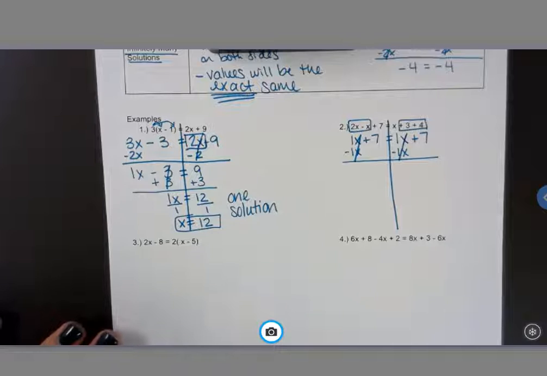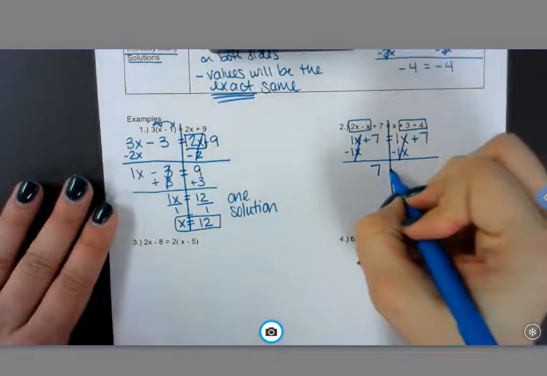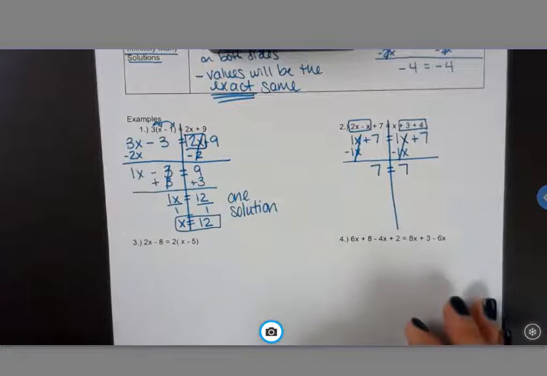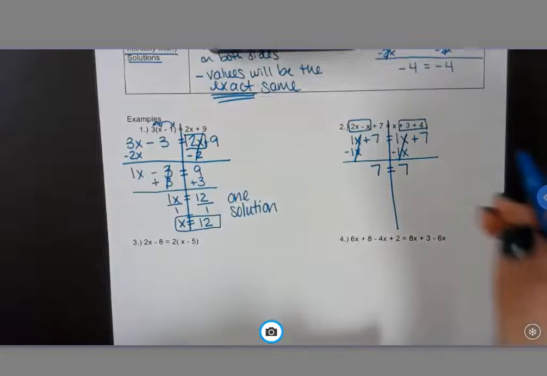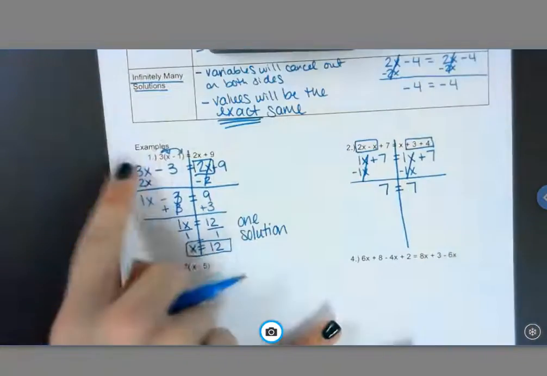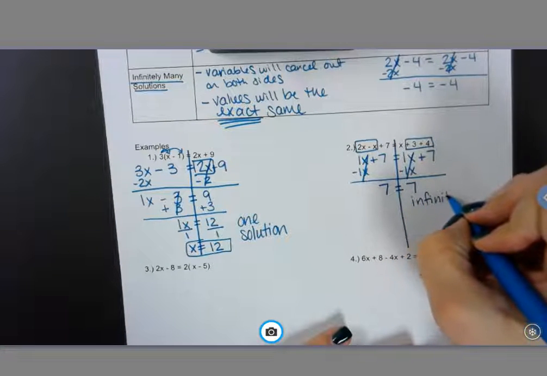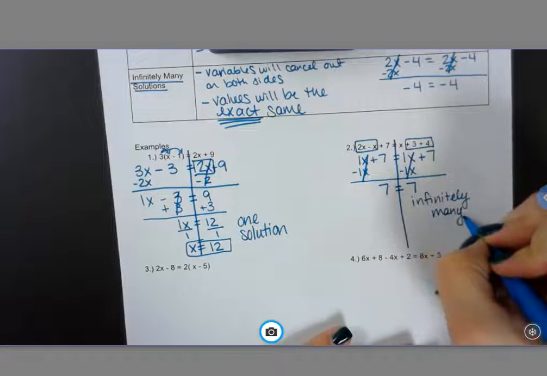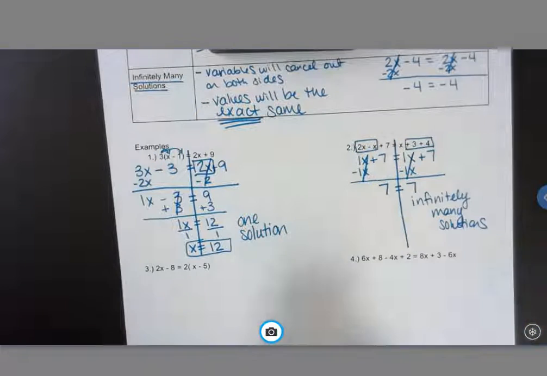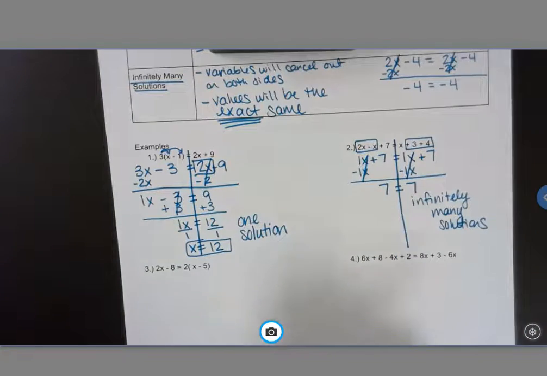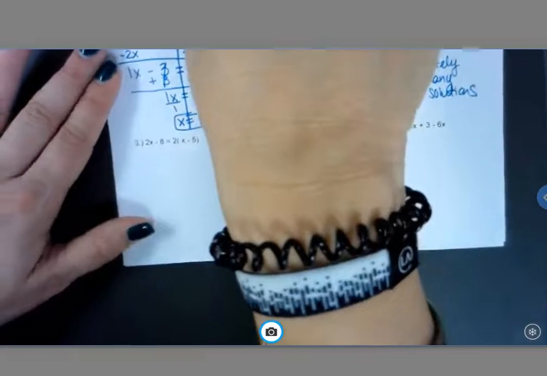So once my variables have canceled each other out, I either have no solution or infinitely many, depending on the numbers that remain. So I'm going to bring those down. I have 7 equals 7. You should be asking yourself whether or not that's a true statement. Is 7 the same thing as 7? Of course it is. So we would say that this has infinitely many solutions, and you do have to write that. So these problems are kind of a two-parter. I'm going to look to see that you have this correct, and then I'm going to look to see that you have that statement correct, that you know that it has infinitely many.